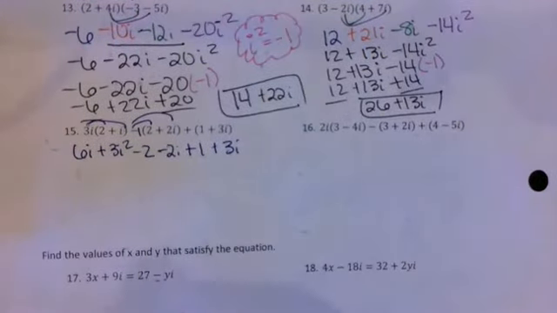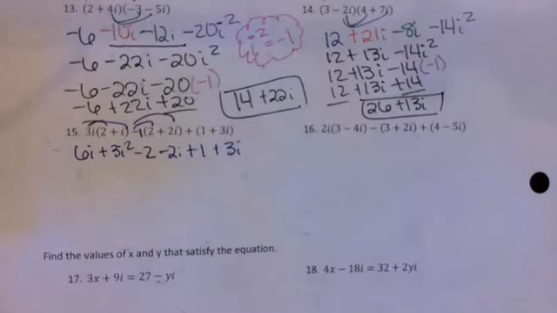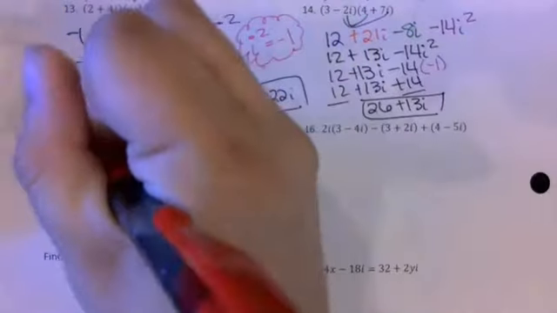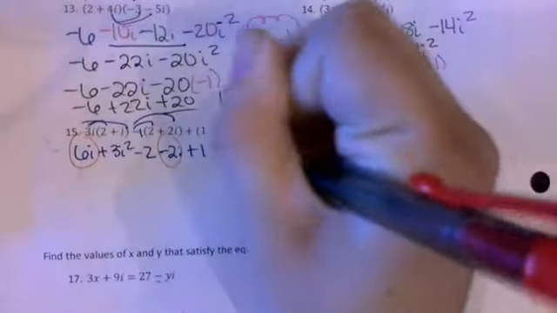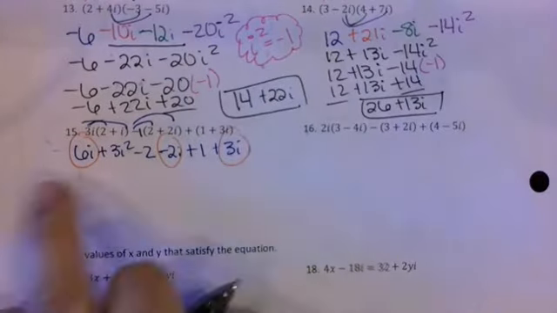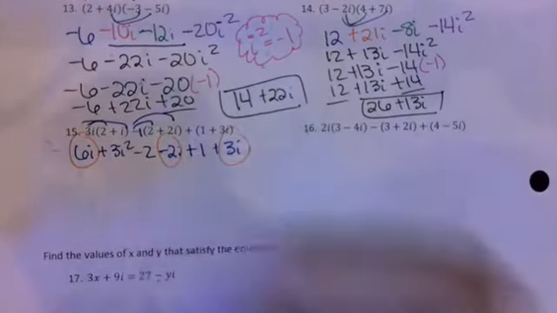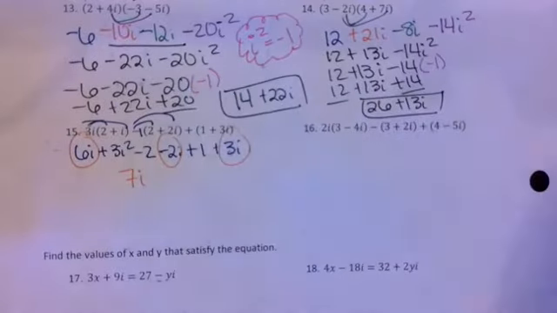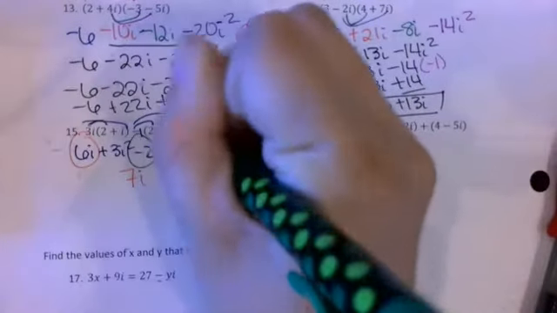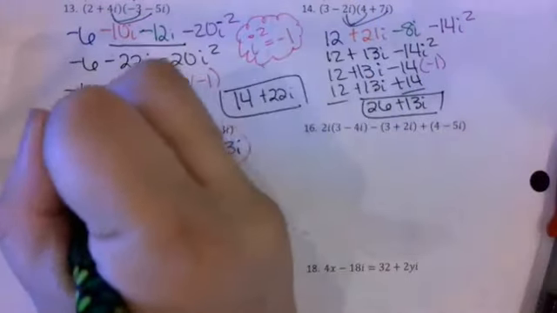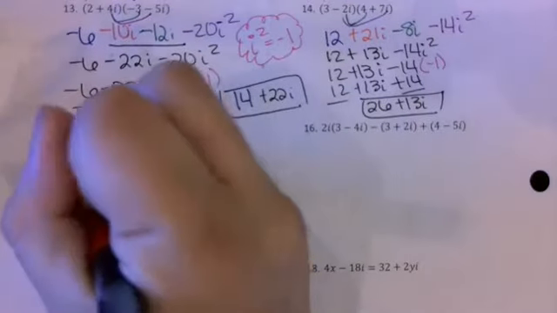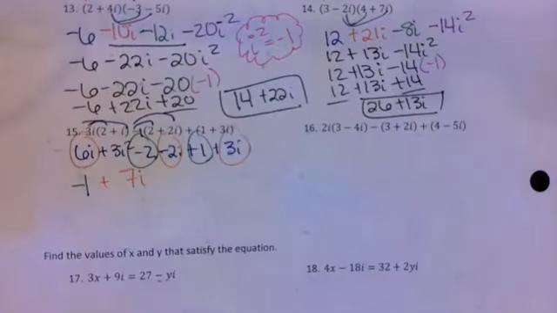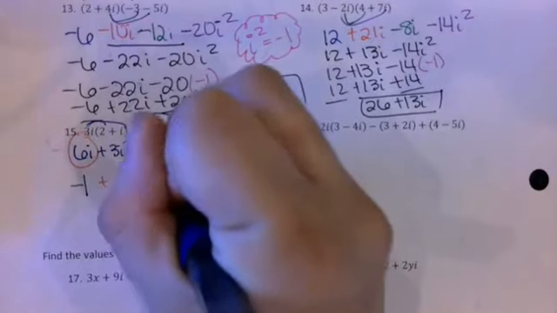Then I want to combine like terms. So I have a 6i, a negative 2i, and a 3i. So 6 minus 2 is 4. 4 plus 3 is 7. Then I have my two real numbers, which is negative 2 and 1. Negative 2 plus 1 is negative 1. Then I have my 3i squared, which I'm just going to rewrite for now.